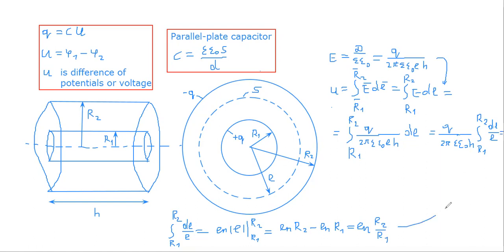So we have that this is equal to Q divided by 2π epsilon epsilon 0 H multiplied by natural logarithm of R2 divided by R1, and this is the voltage of the cylindrical capacitor.